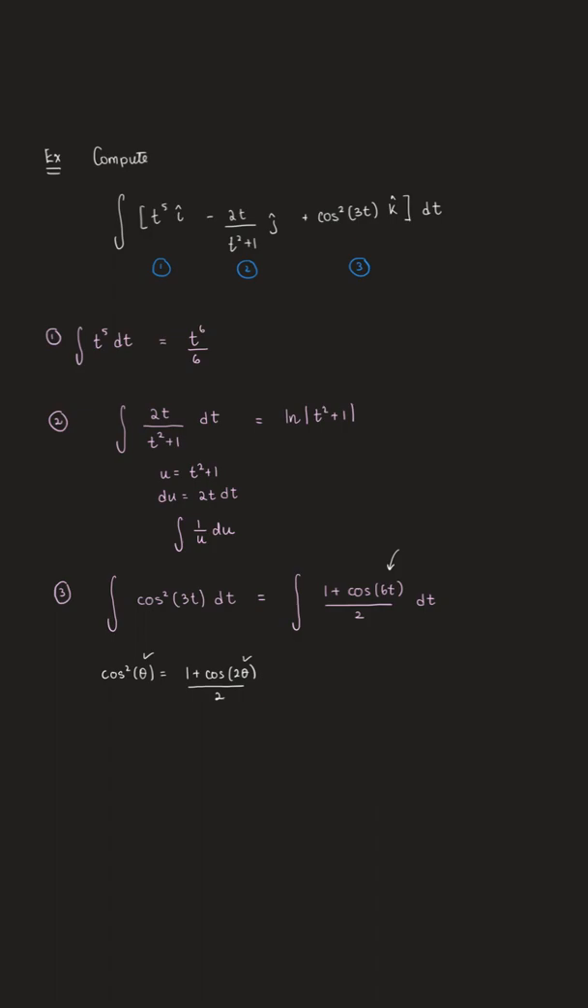So let's continue with our integral. I'm going to factor out a 1/2, and we're left with the integral of 1 plus cosine of 6t, and we can integrate each addend of this sum. So we have a 1/2 times the antiderivative of 1 with respect to t, which is t, plus 1/2 times the antiderivative of cosine of 6t, which is sine of 6t divided by 6. And so this has given us 1/2 t plus sine of 6t over 12.